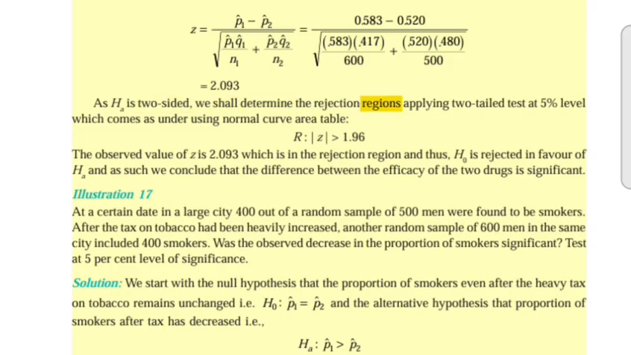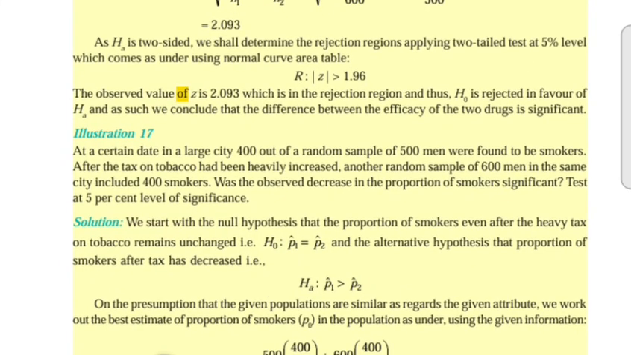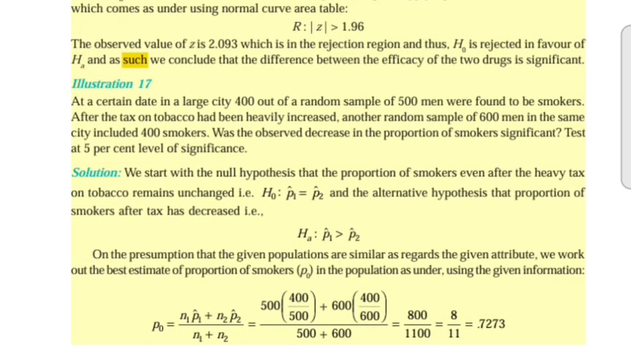We shall determine the rejection regions applying two-tailed test at 5% level, which comes as under using normal curve area table: reject H0 if |Z| is greater than 1.96. The observed value of Z is 2.093, which is in the rejection region, and thus, H0 is rejected in favor of Ha, and as such we conclude that the difference between the efficacy of the two drugs is significant.